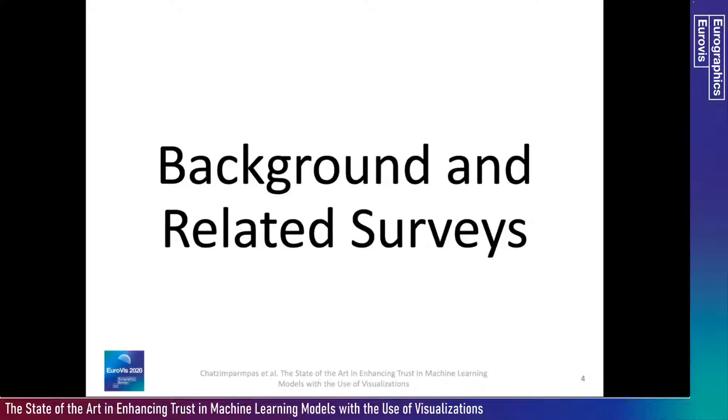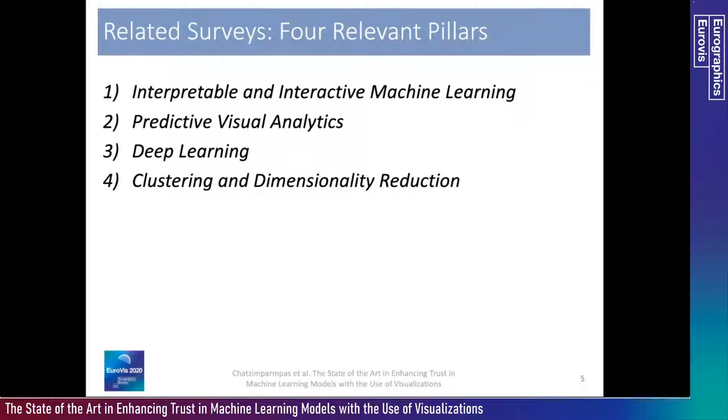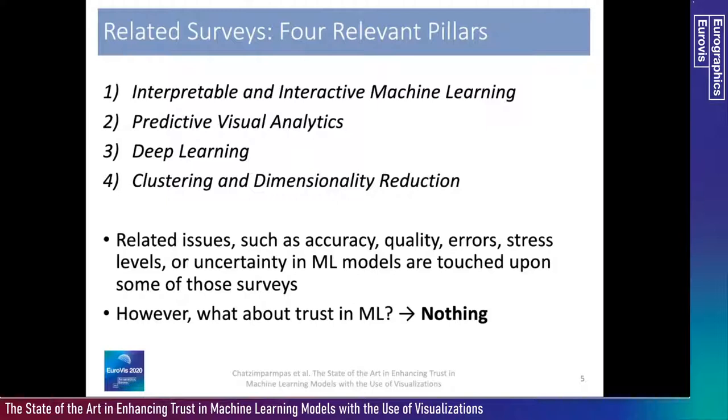With regard to the related surveys, we split relevant work into four main pillars. Interpretable and interactive machine learning includes, for instance, the work by Liu and others from 2017, which contains categories such as understanding, diagnosis, and refinement. Several other works tackle the related issues of accuracy, quality, errors, stress levels, or uncertainty. But trust in machine learning models was not addressed before.